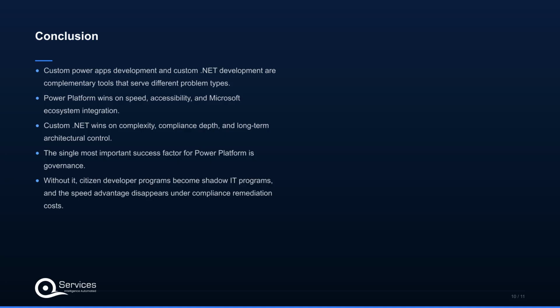The single most important success factor for Power Platform is governance. Without it, citizen developer programs become shadow IT programs, and the speed advantage disappears under compliance remediation costs. Build your COE, set your DLP policies, and run your ALM process from day one.